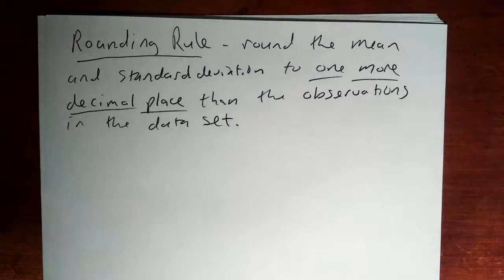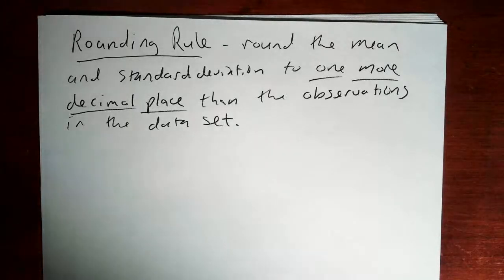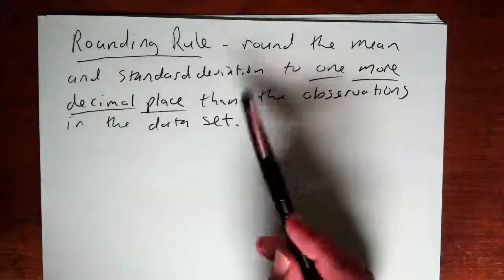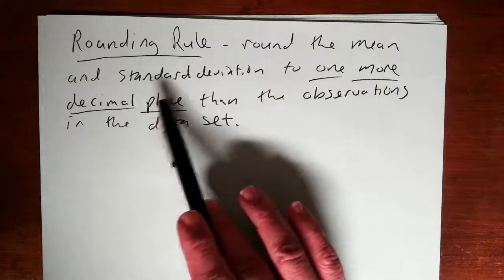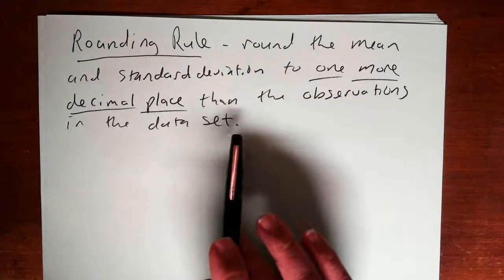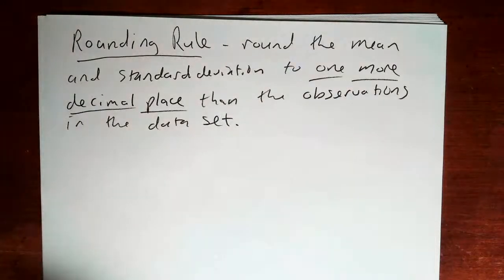We're now going to talk about a rounding rule that we're going to use when we calculate the mean and standard deviation. This is actually pretty important because you need to get the numbers in correctly into Connect Math in order to get the right answer. It's going to want you to follow this rounding rule: you're going to round the mean and standard deviation to one more decimal place than the observations in the data set. Okay, that's the rounding rule.